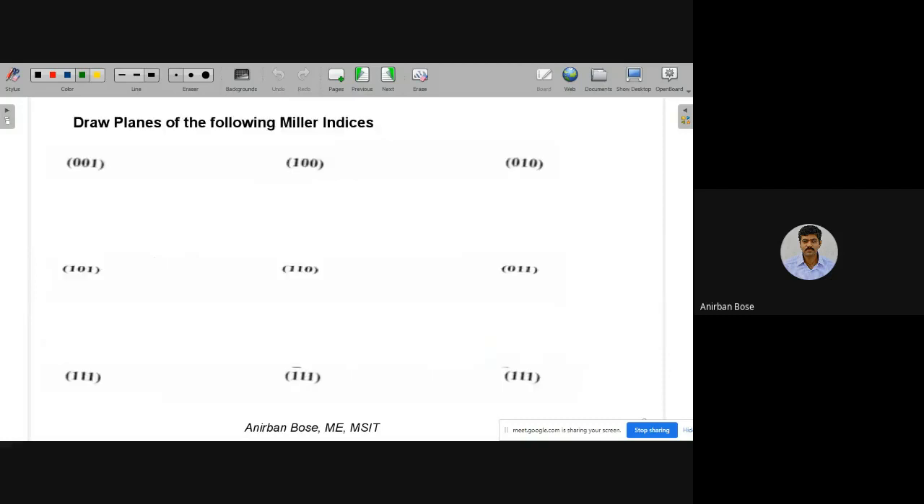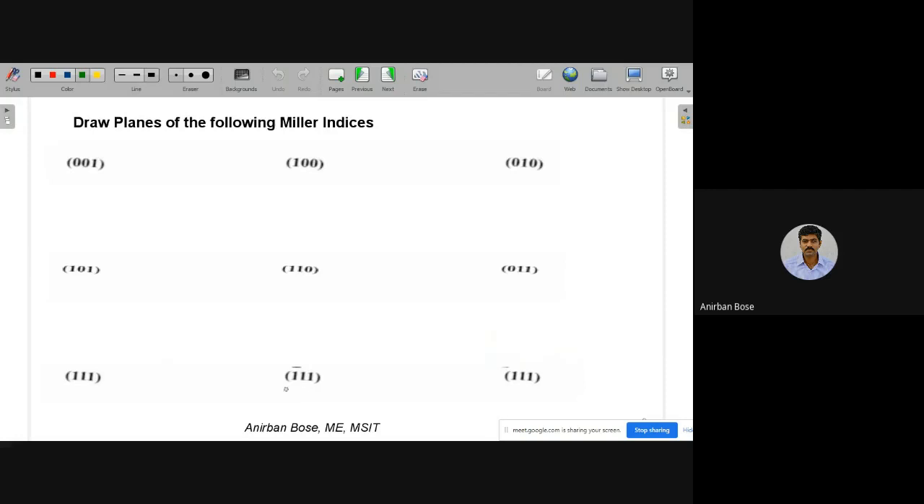If this is clear, then there is a problem that you have to find out, or rather you have to draw, if the Miller indices are given. The problem that we have just solved is that the plane is given and you have to find out the Miller indices. But if the question is just reverse, as you can see here, you have to draw the plane if the Miller indices are known.